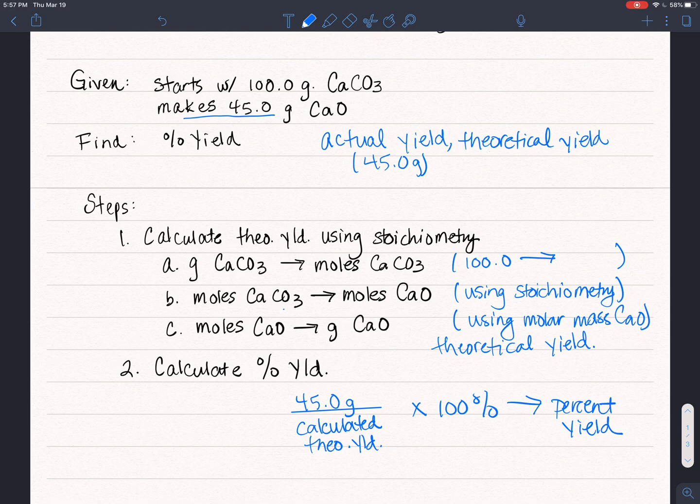So that is the process that we would be walking through in that particular problem. I just want you to see how those kinds of things work. We'll obviously walk through more of those in class next week, but that's the nuts and bolts of this part of the chapter.